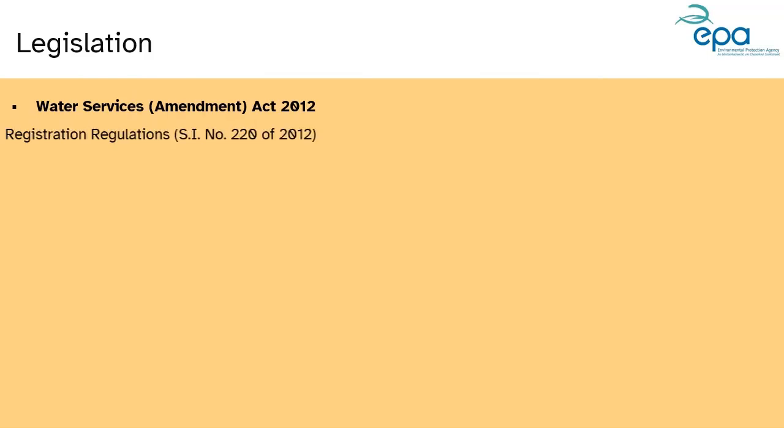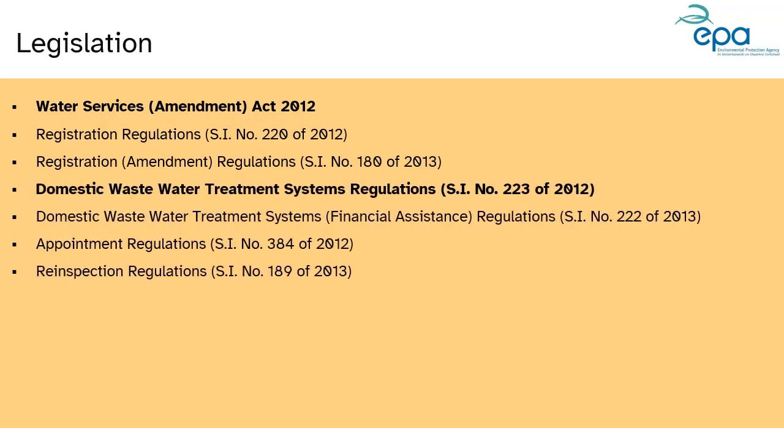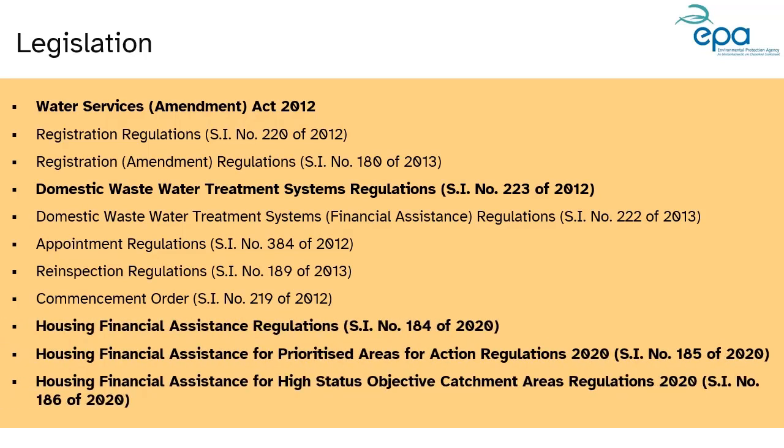This is a list of the main legislation relating to septic tanks. The Water Services Amendment Act was brought into law in 2012. The Domestic Wastewater Treatment System Regulations, which govern the operation and maintenance of domestic wastewater treatment systems, and the requirements for desludging, were also brought into law in 2012. At the bottom of the list are the Housing Financial Assistance Regulations that brought the septic tank grant schemes into law to help householders fix systems that fail inspections and in other areas.